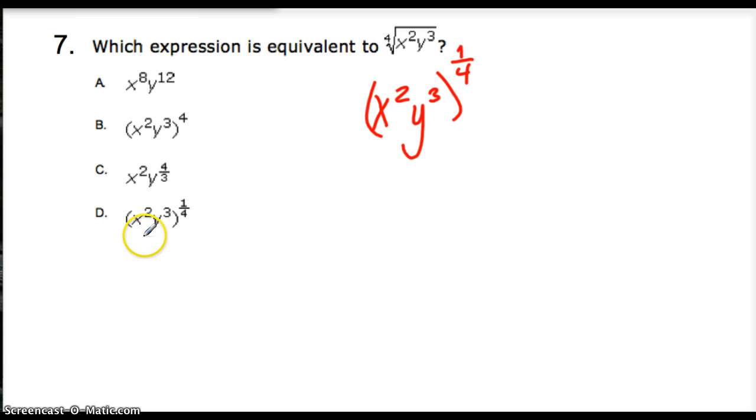And is that an expression? Yes, here's the answer. D is going to be your answer there, because that's the one that matches it.